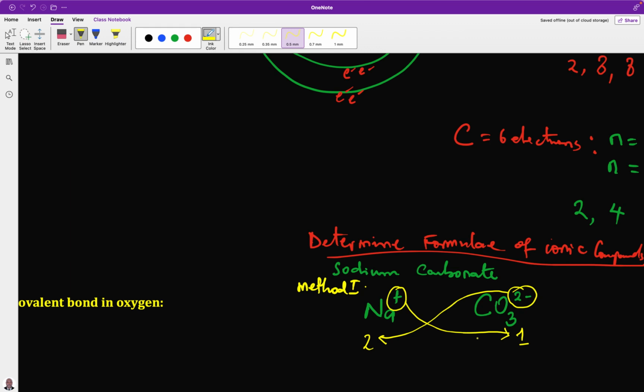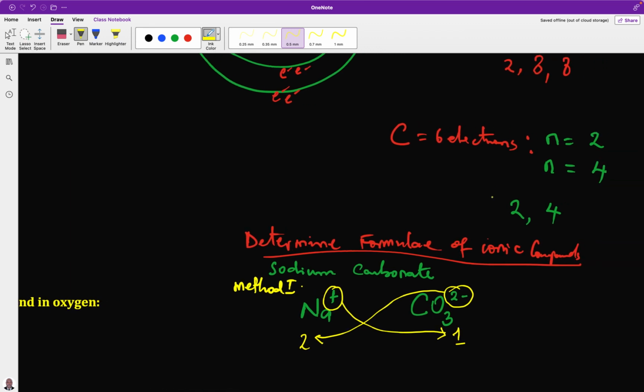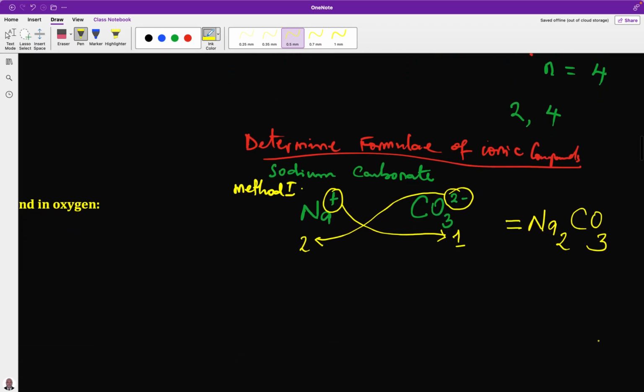And now, what will the formula of this compound be? The formula of this compound will be sodium. There are 2 sodium, so we put a 2. And the carbonate, there's only 1 carbonate, so it remains. That is the formula.